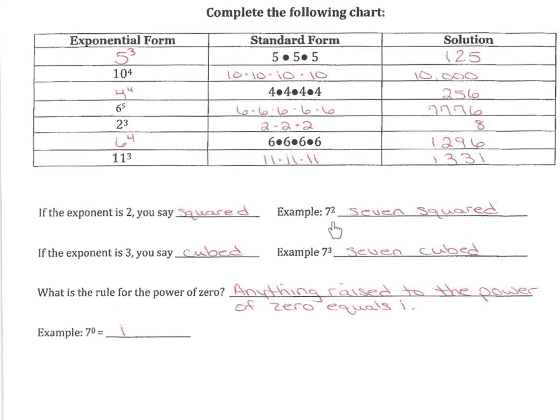For example, 7 to the power of 2 is equal to 7 squared. If the exponent is 3, you say cubed. Example, 7 to the 3rd power, you say 7 cubed. What is the rule for the power of 0? Anything raised to the power of 0 always equals 1. Example, 7 to the power of 0 is equal to 1.